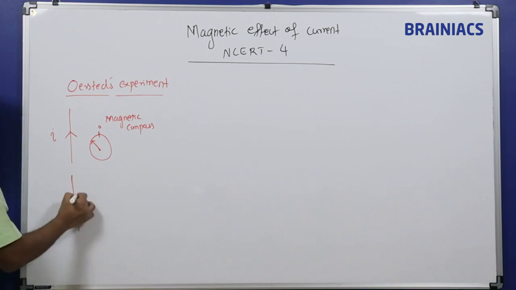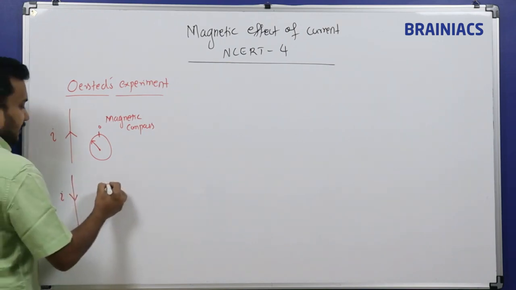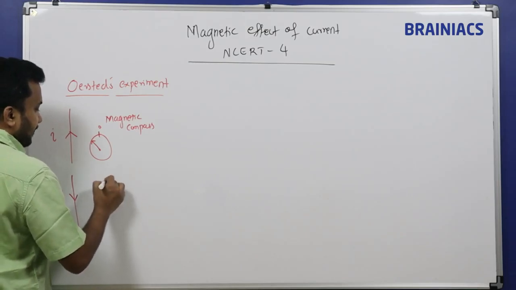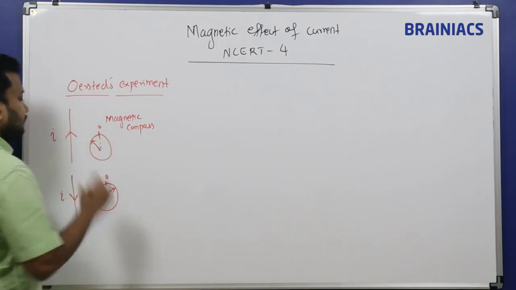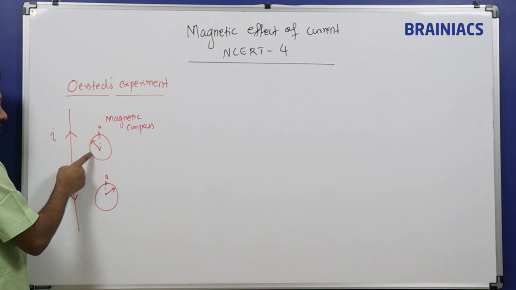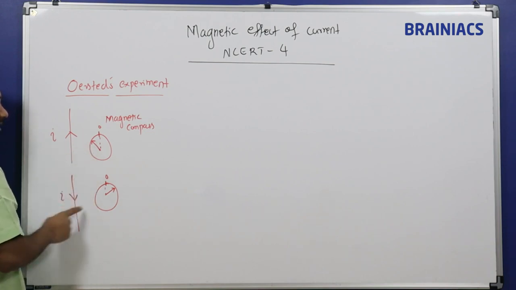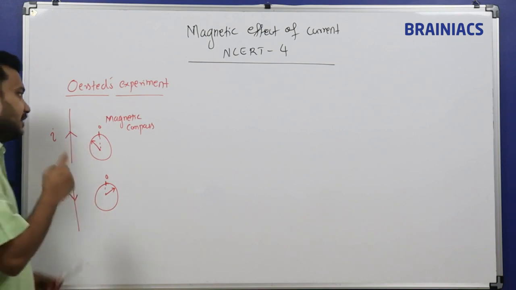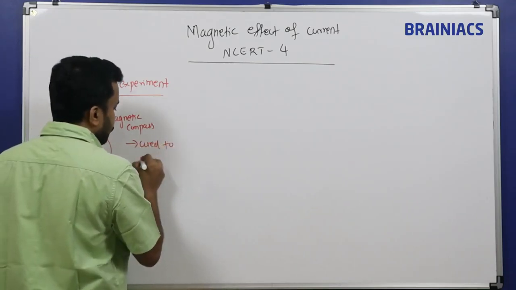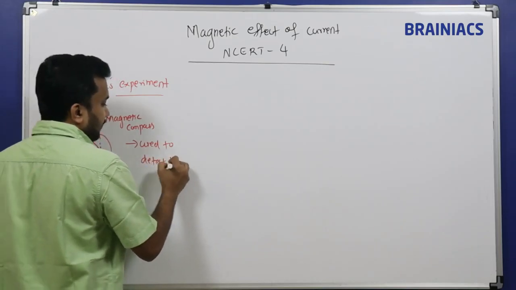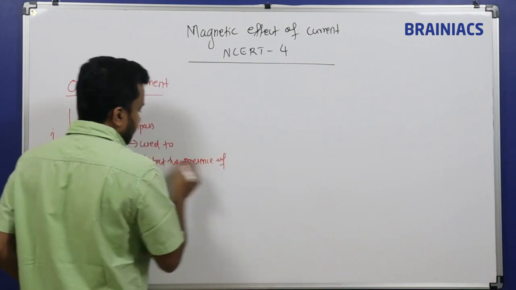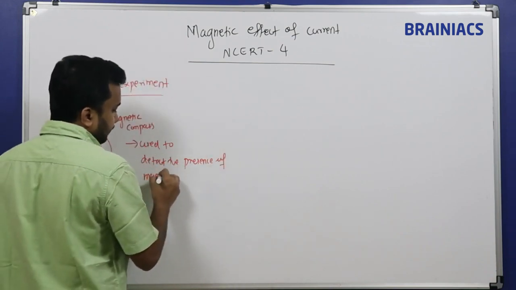But if I change the direction of the current in the conductor, the magnetic compass needle will be deflected in another direction. This is the zero axis. Which means that when the current direction changes, the direction of the magnetic field also changes. So a magnetic compass is used to detect the presence of magnetic field.